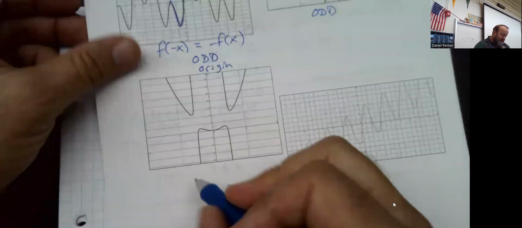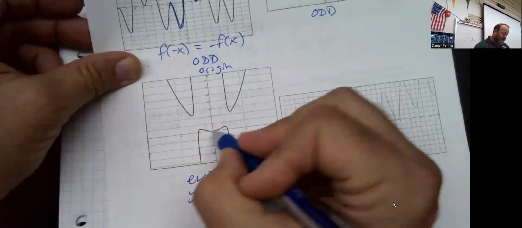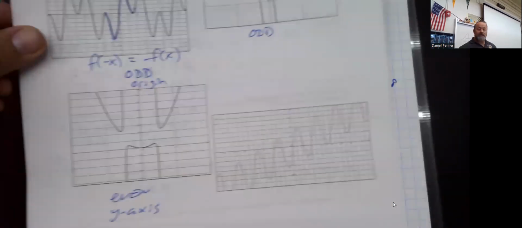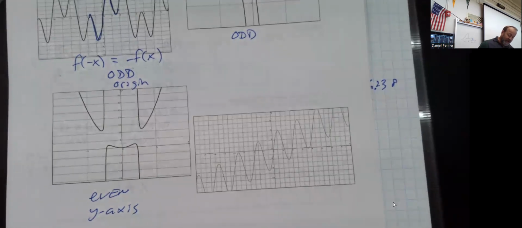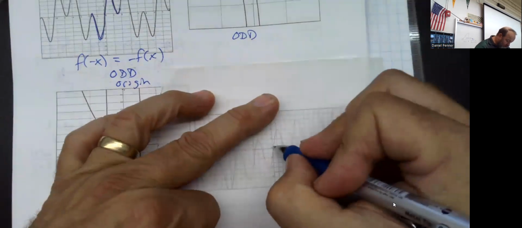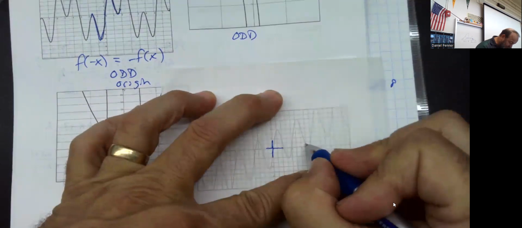This guy is even because it has y-axis symmetry. These are perfectly the same, but this one is a little bit trickier. And I purposely did that because what you'll see is if it has origin symmetry and I can spin it, I'm going to grab this little piece right here.